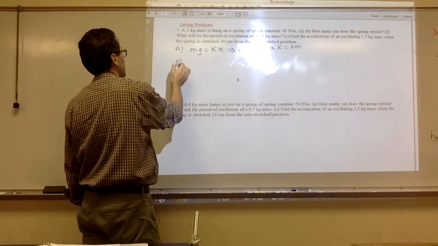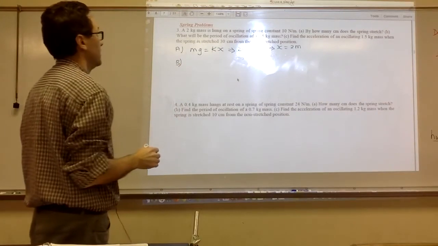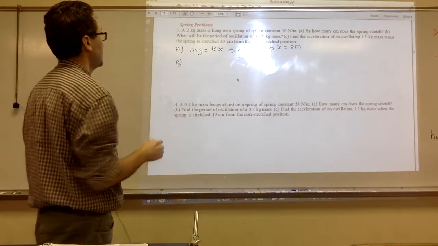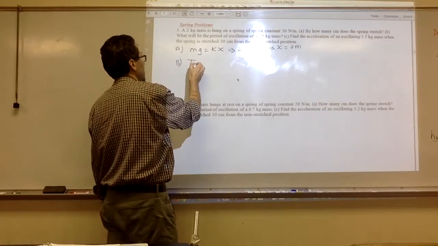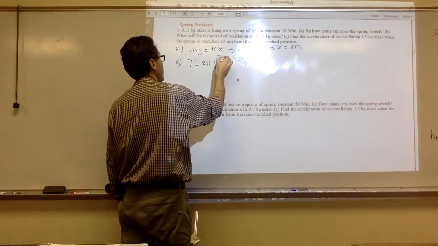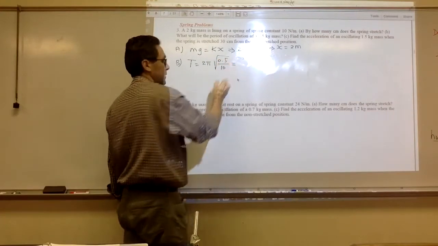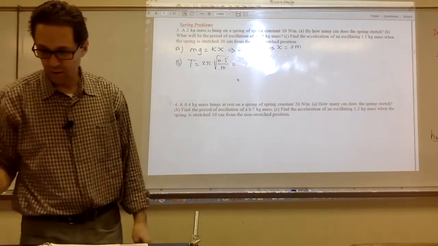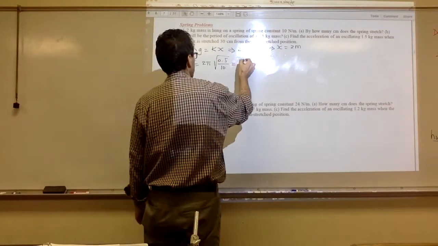For part B, what will be the period of oscillations? Now here they're telling you it's a different mass. So it's 2 pi square root of 0.5 over 10. And if you do the math correctly, you should get about 1.4 seconds.